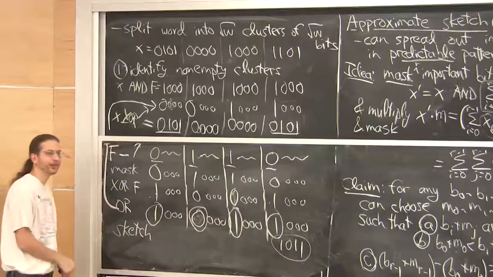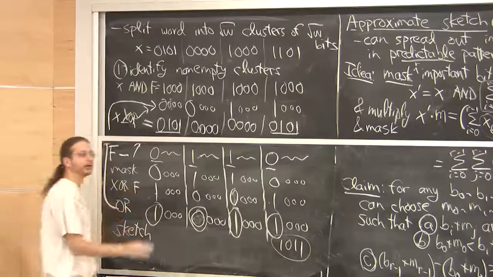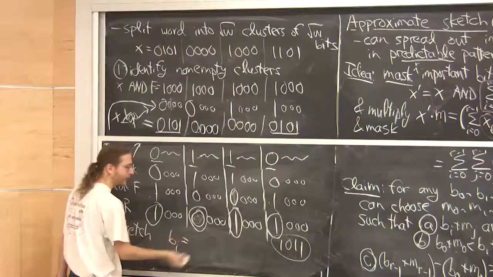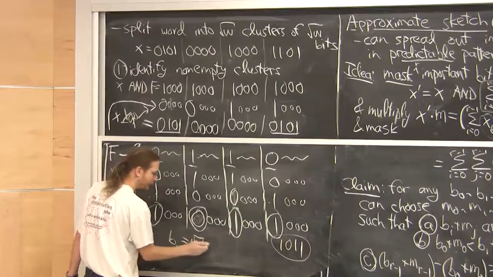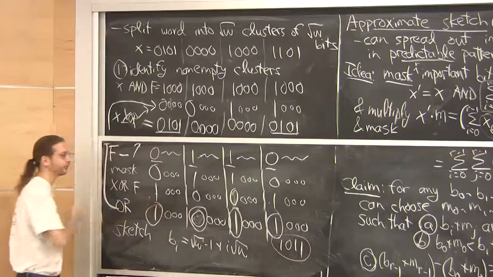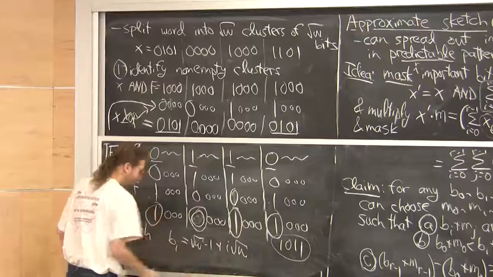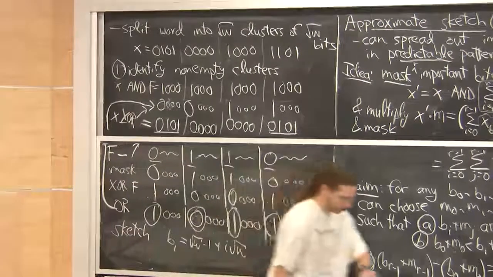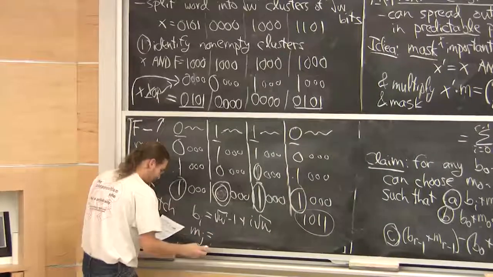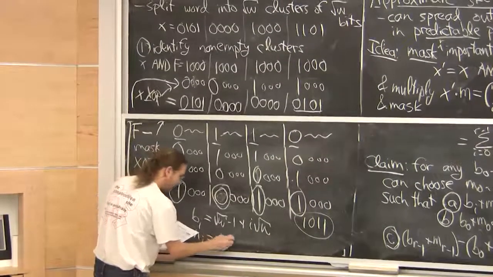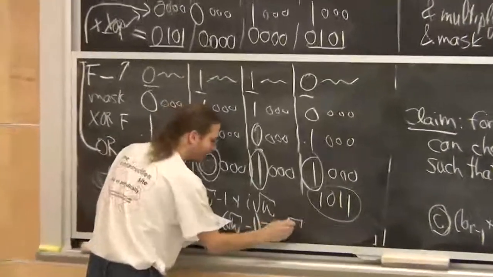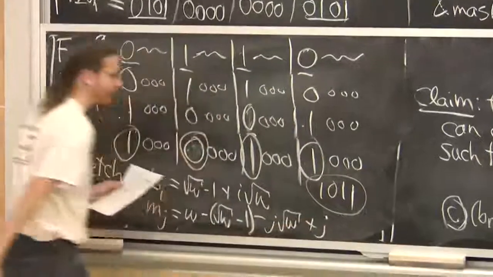Conveniently, you can do perfect sketch in this regime. Before, the BIs were arbitrary things. We had no idea how they were spread out. Here, BI is root W minus 1, that's the first one, plus I times root W. They're nicely uniformly spaced by I root W. In this case, I claim you can use MJ equal to W minus root W minus 1 minus J root W plus J. And I won't go through the proof.